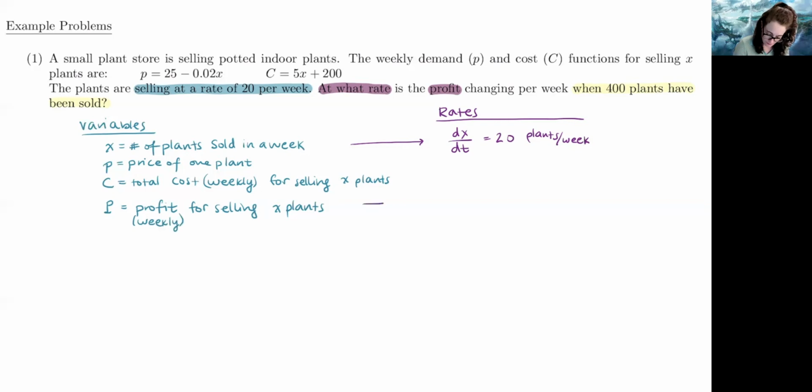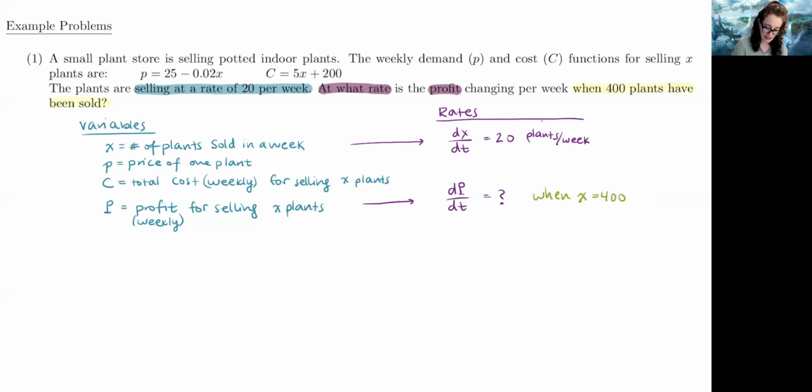So what we're looking for is the rate of change of that variable. So we want dP/dt. And we want that at a particular instant in time. We want to know dP/dt when 400 plants have been sold, so when X equals 400. We will always want to find the rate of change of something at a particular point in time, when a certain variable equals something else. So we're taking a snapshot of the week when there are 400 plants sold: what's the rate of change of the profit?